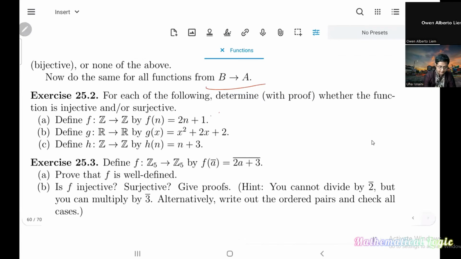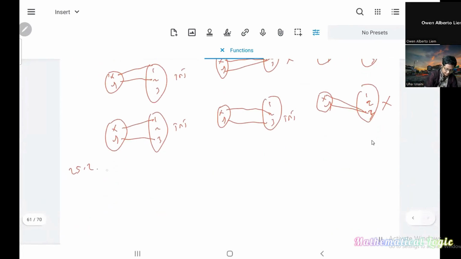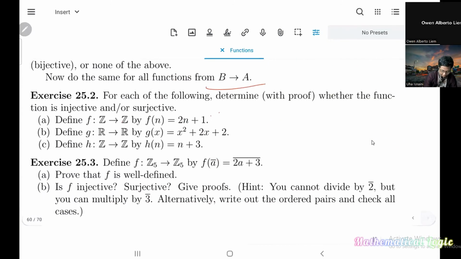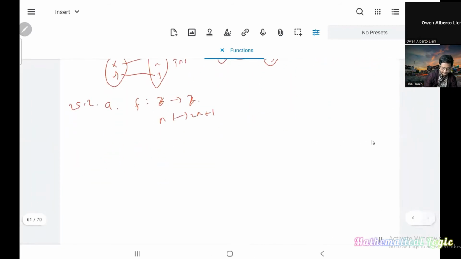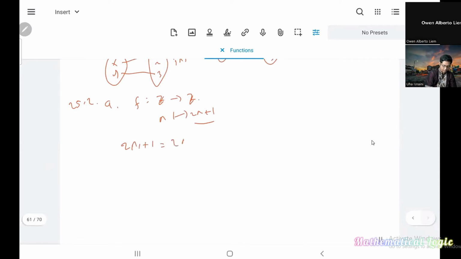Do you get confused for this one? We have F from Z to Z. Hopefully you are not confused. N goes to 2N plus 1. So for the injectivity, we take 2 here. So 2N1 plus 1 is equal to 2N2 plus 1. This should be clear because we cancel the 1 and cancel the 2. So N1 is equal to N2. So we can conclude that this one is injective, right?